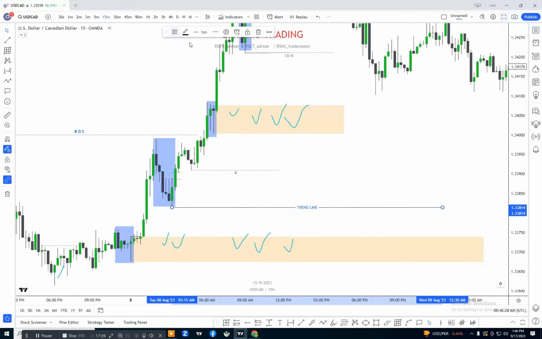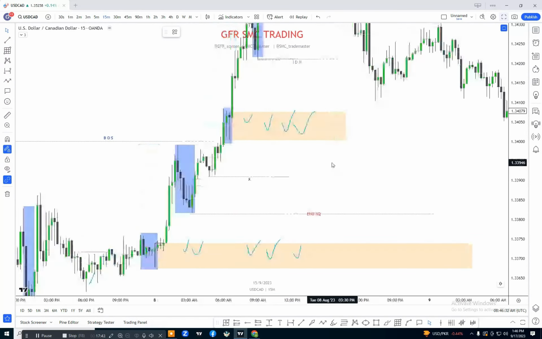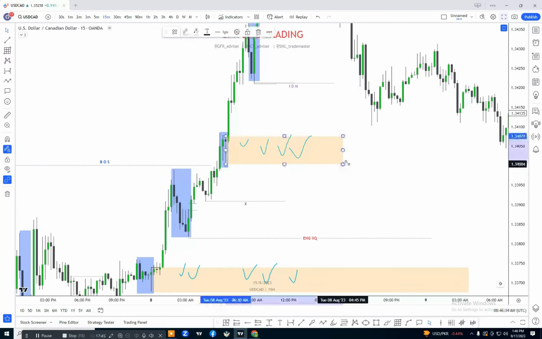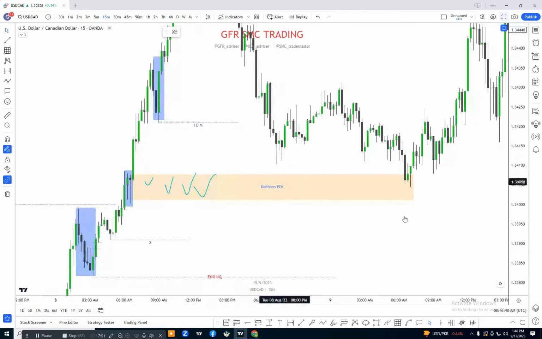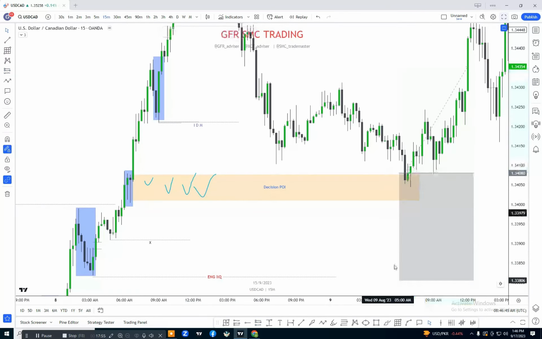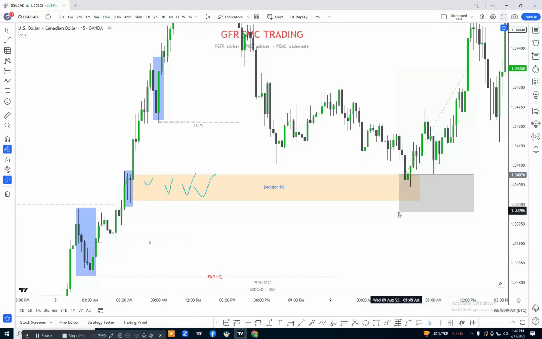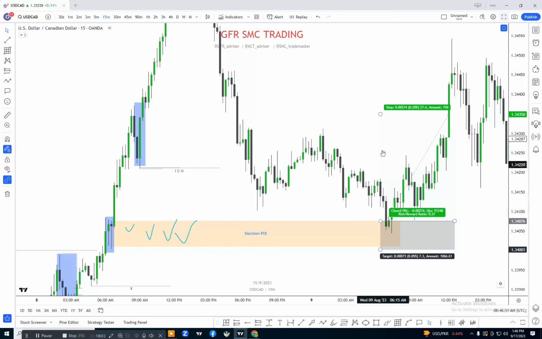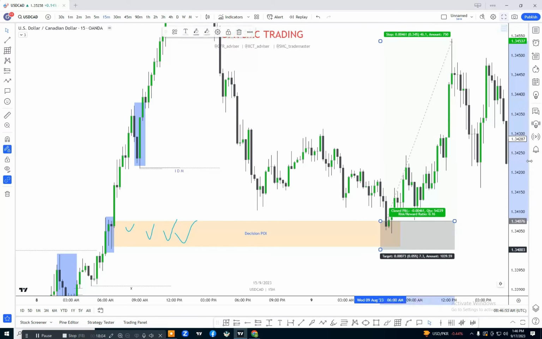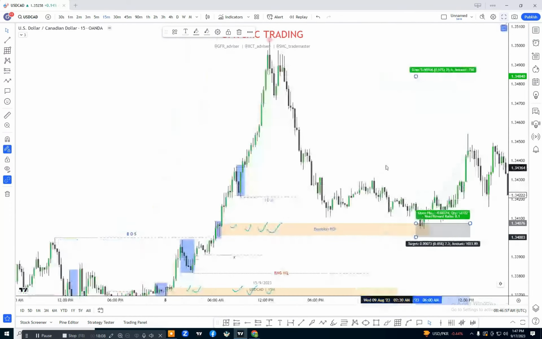So that will be considered as our engineered liquidity, extreme liquidity, and the first order block will be here. This will be our decisional order block, and this will be our extreme order block. Let me mark our decisional order block. If we take our entry from the decisional order block from this area, our entry session will be like that, and the profit target will be the high session like this.